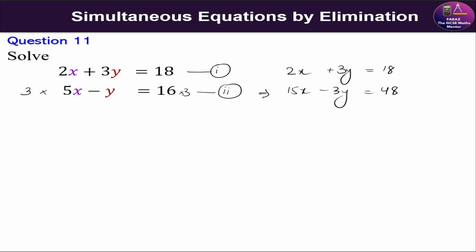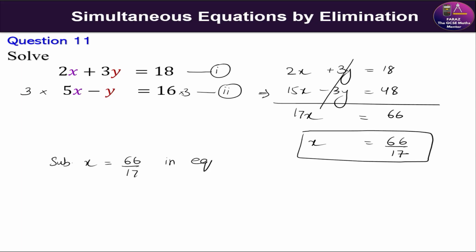Now it is plus 3y and minus 3y, signs are different, so by means of addition we can cancel them, and 2x plus 15x, that is 17x, 18 plus 48, that is 66. So here we have the value x equals 66 over 17, dividing by 17 on both sides. Now we have to substitute x equals 66 over 17 in equation number 2.